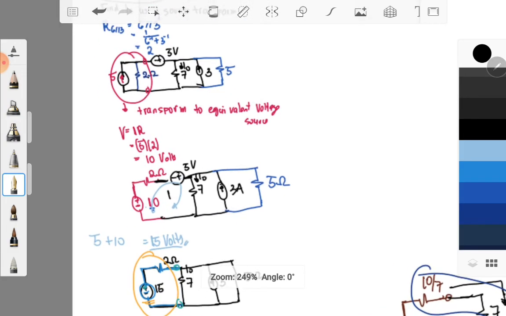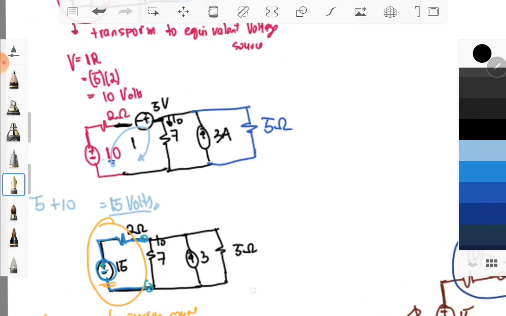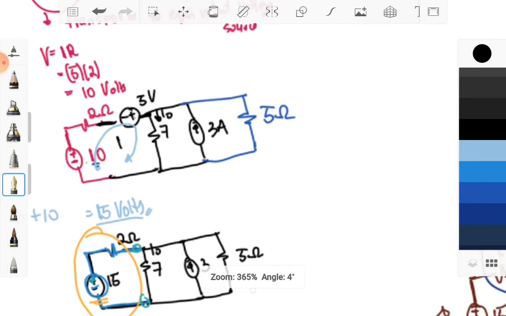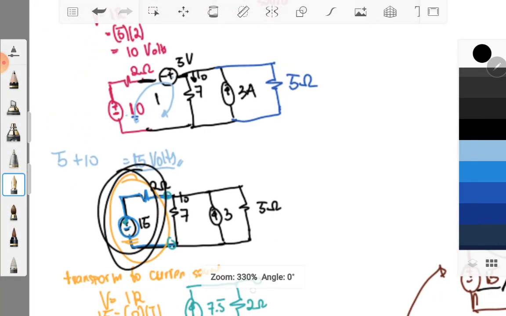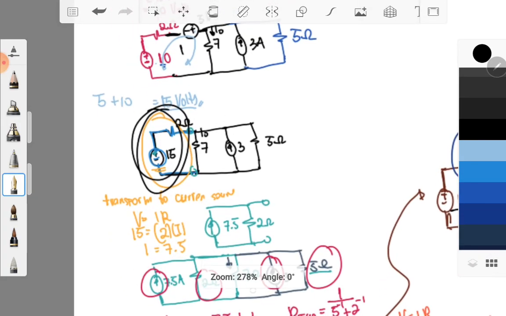And then after that we proceed to this circuit diagram wherein we already add your 10 and 5 volts, and then you will again transform this circuit into a current source, which is using your IR. Our I is equal to 7.5, and always take note that the arrow on your I must be towards the positive of your voltage source, 15 volts or any voltage source.